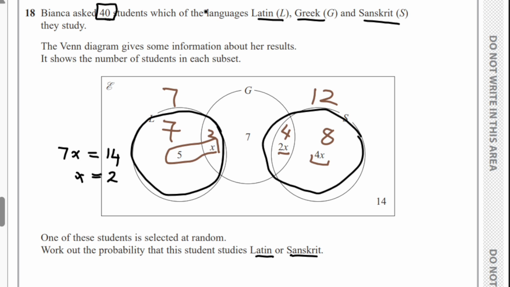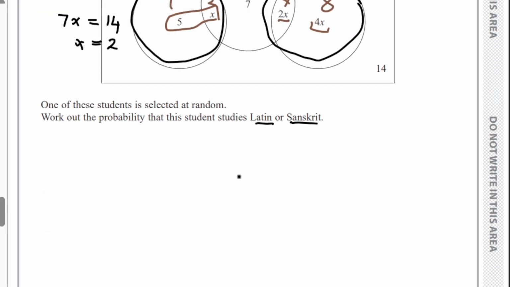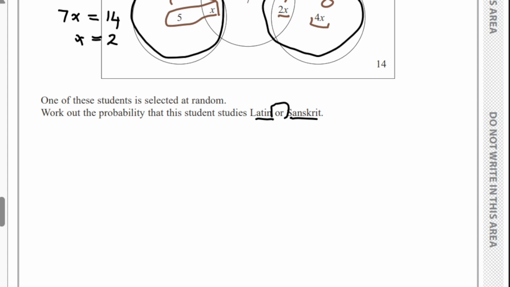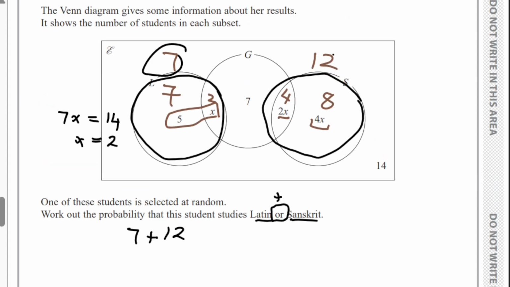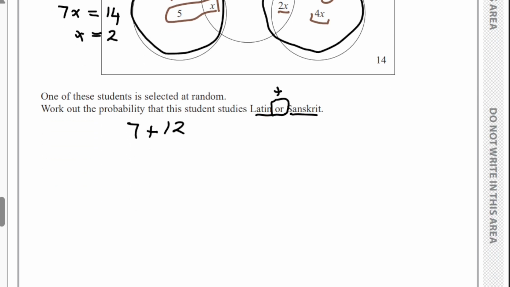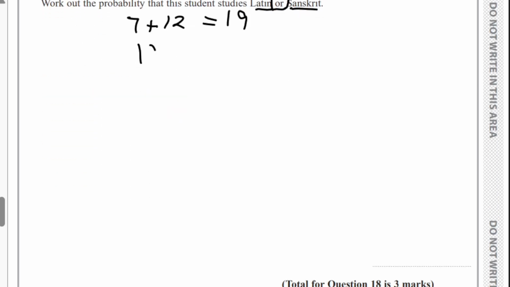So the probability it will be Sanskrit, or when they say or, that means you add. Just add them. So it's 7 plus 12, right? Let's just make sure. 7 plus 12, which is 19. So the probability will be 19 over the total, which is 40. And that's your nice 3 marks.